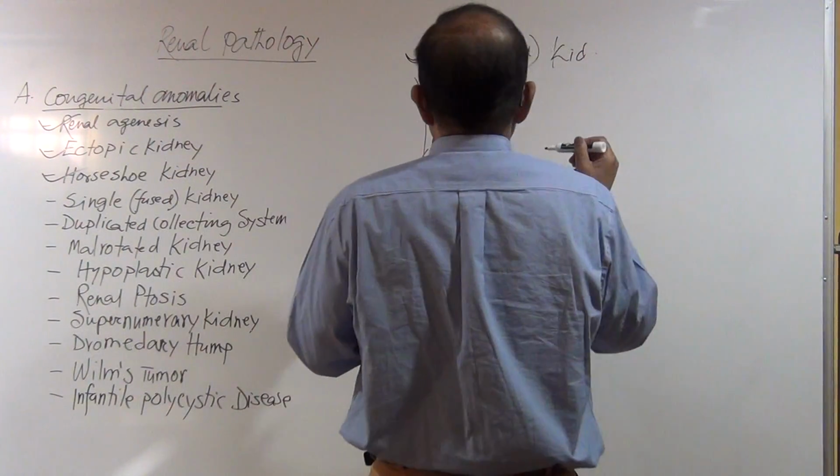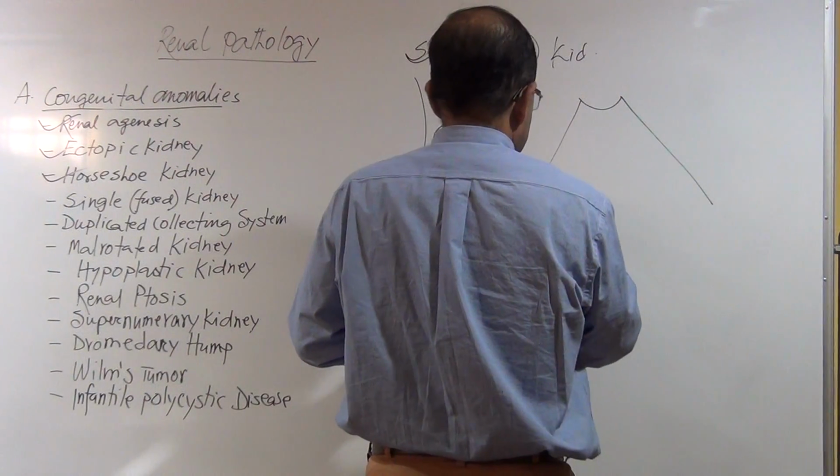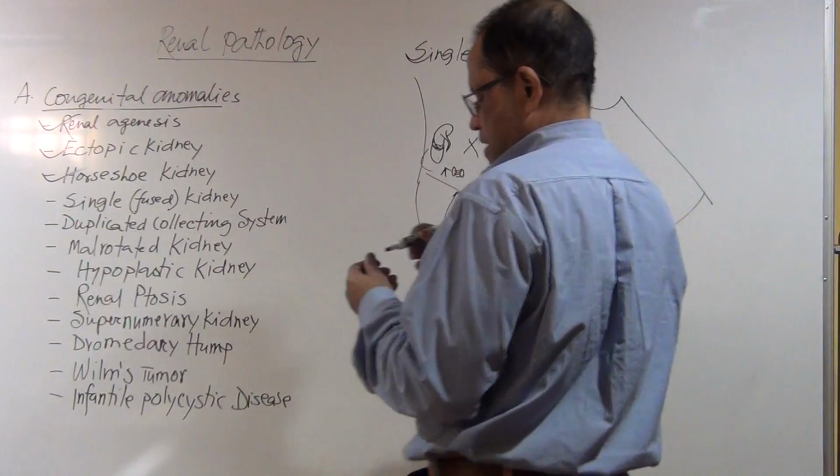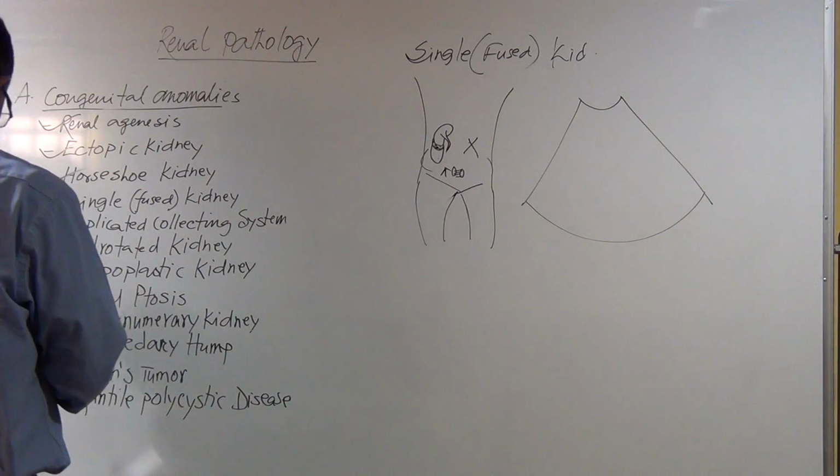How can I say sonographically, for the adult, that this is a fused kidney? Okay, how can you say?